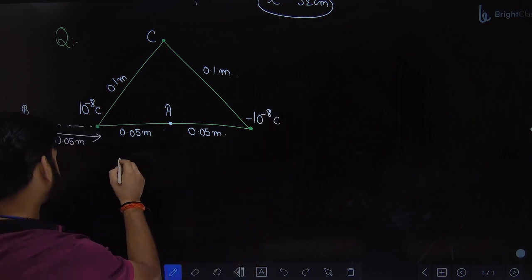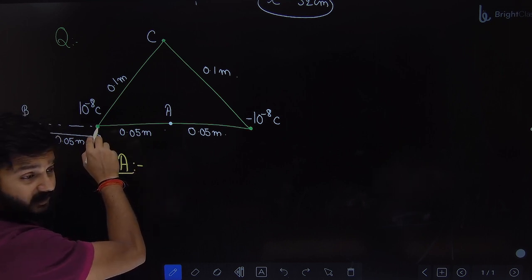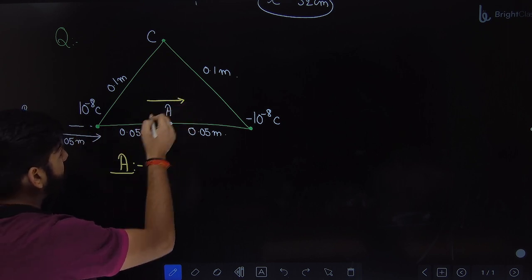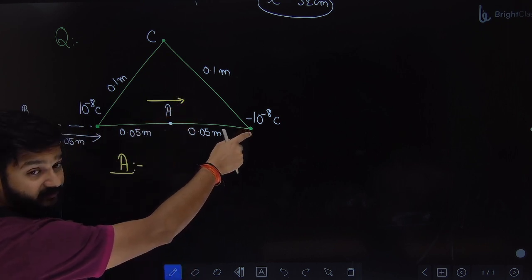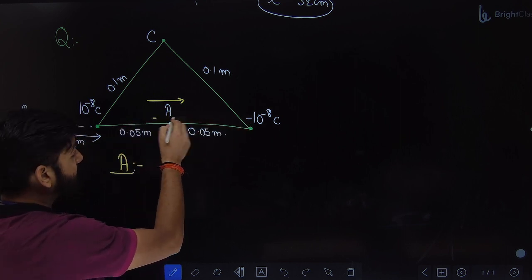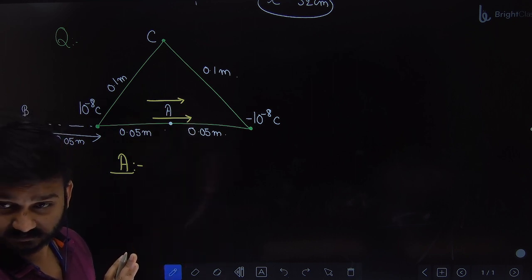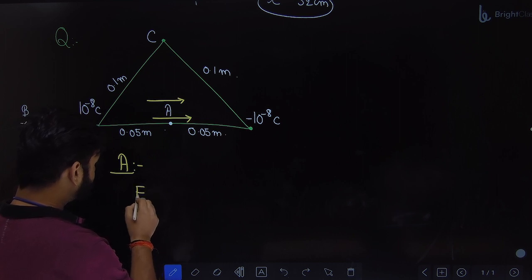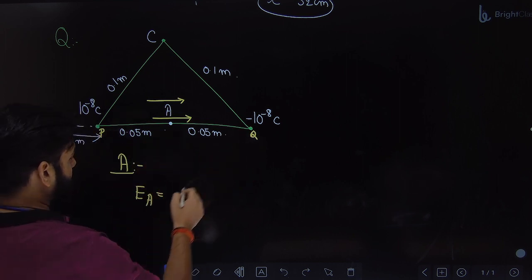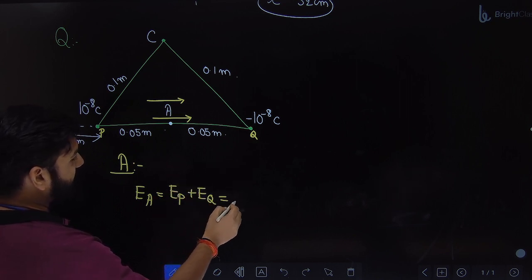Point A, see on the board. Due to this charge, which is positive, the electric field will go away. This is negative, so due to this, the electric field will go towards it. So both the electric fields are in the same direction or different? It cannot be zero. So electric field at A, I will mark this as P and Q. EP and EQ both will be added because they are in the same direction.